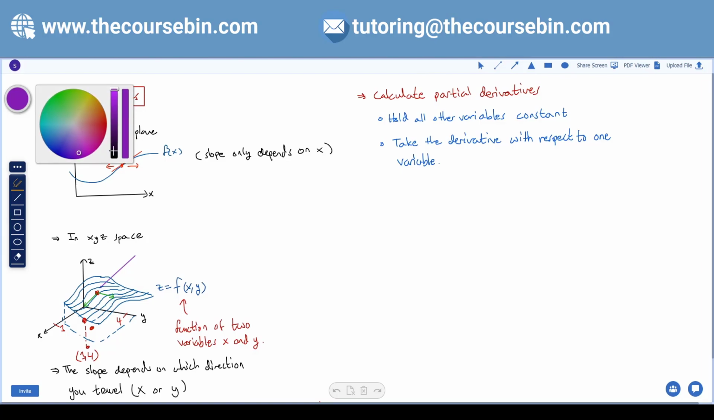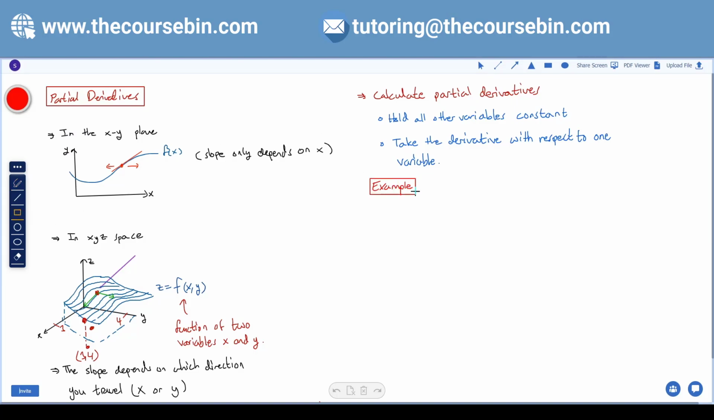So as an example, say you have f of xy is equal to 2y squared sine of x plus 4xy. So it's 2y squared sine of x plus 4xy.